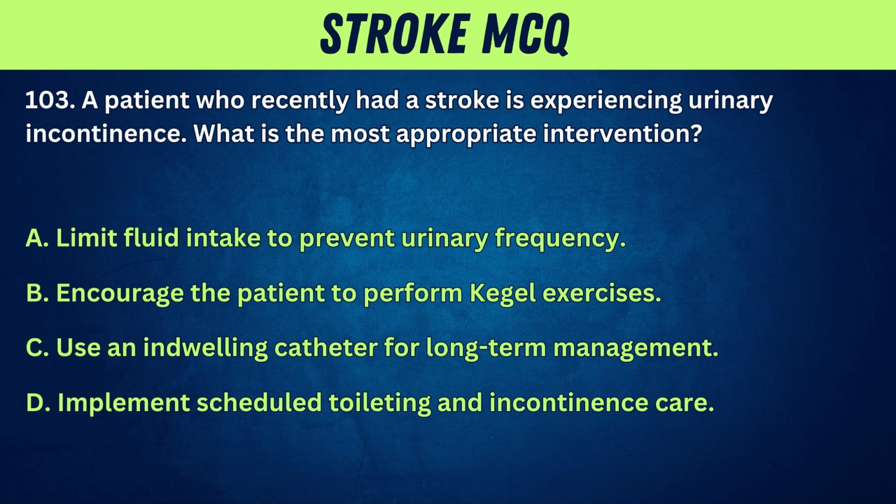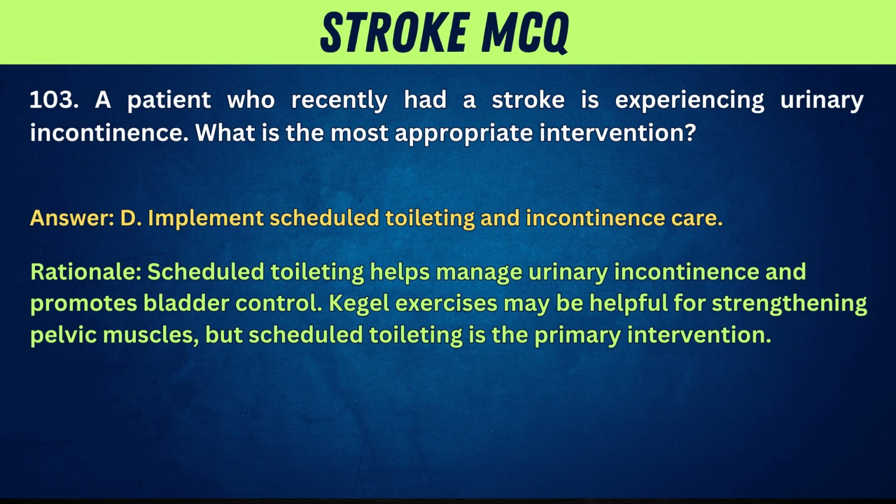103. A patient who recently had a stroke is experiencing urinary incontinence. What is the most appropriate intervention? A. Limit fluid intake to prevent urinary frequency. B. Encourage the patient to perform Kegel exercises. C. Use an indwelling catheter for long-term management. D. Implement scheduled toileting and incontinence care.